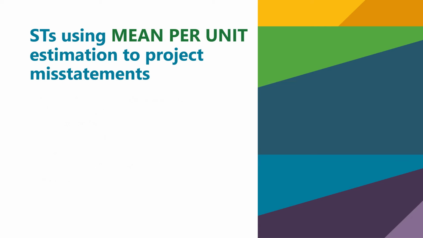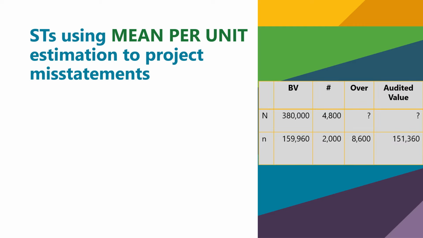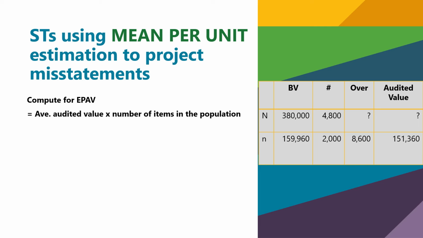All right. The last option that you have in determining the projected misstatement is by use of a mean per unit estimation. So mean per unit is normally useful when the information provided to you is not complete. It allows you to estimate, for example, what would have been the value of the population. So what we're simply going to do is multiply the average audited value by the number of items in the population. So remember a while back, we computed it at 76.